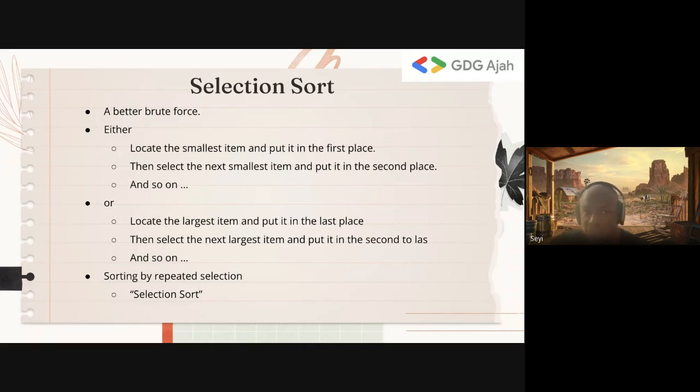There are two ways you can do it. You can either locate the smallest item and put it in the first place, and so on, or you locate the largest item and put it in the last place, and so on. Because it's sorting by repeated selection, that's why it's called selection sort.